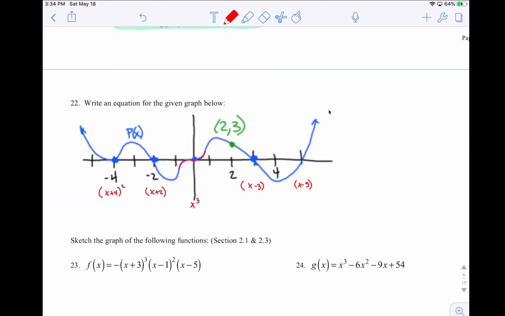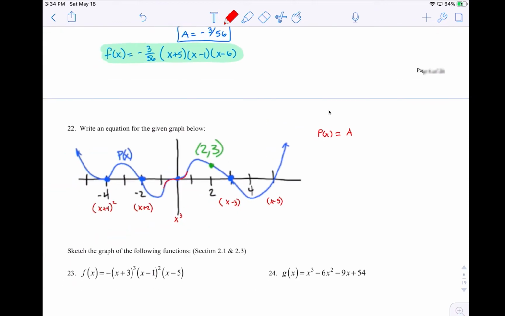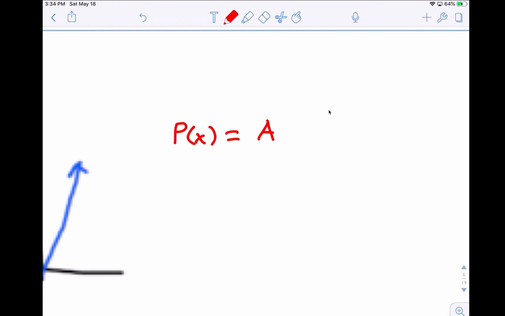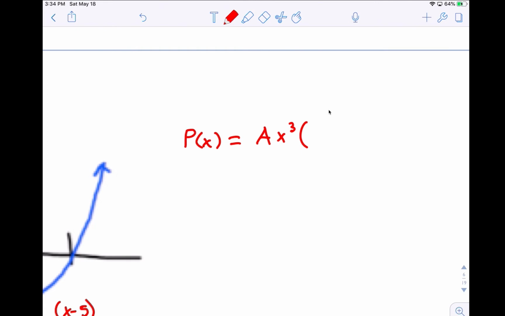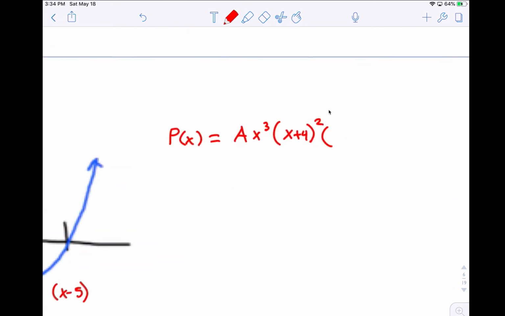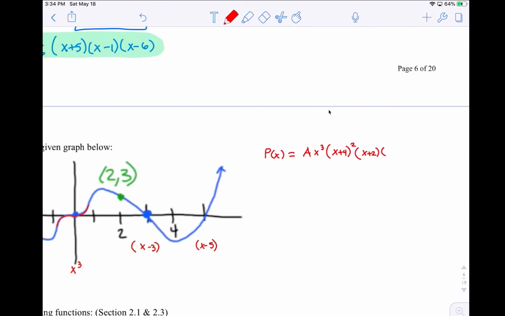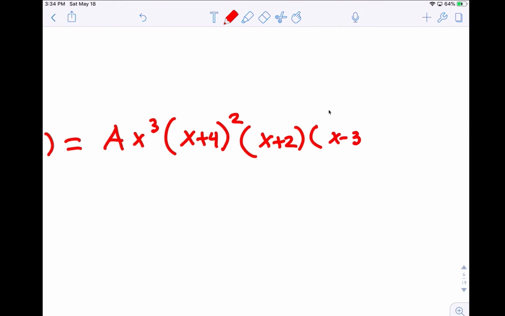Okay, so I got a bunch of factors, right? So we're going to say p of x is, again, your leading coefficient, so we're going to just say a. And then you can put them in order. I like to put the root for 0 first. So that's x cubed. And then the rest of them you can write them as they are. So x plus 4 squared, x plus 2, x cubed we already have, x minus 3, x minus 5.